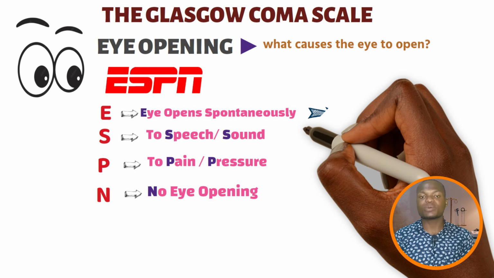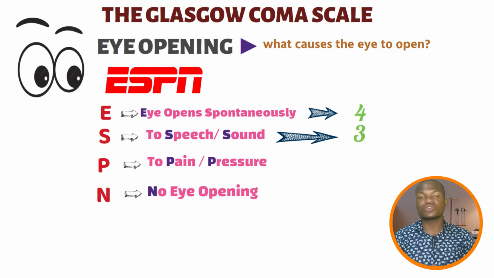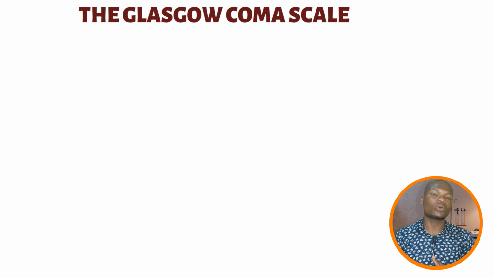So if the eye opens spontaneously, you score 4. In response to speech or sound, you score 3. Pain or pressure is 2. And if there is no eye opening at all, it is scored 1.